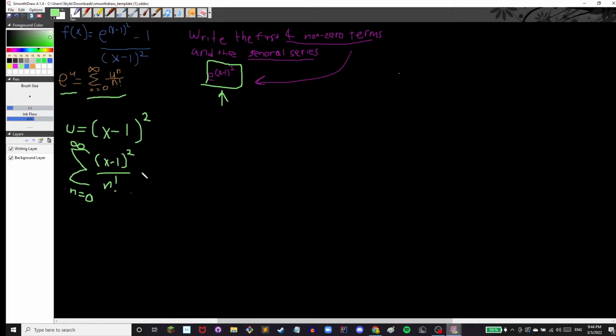So let's do that. The first term is n equals 0. There's an n here, so we can put n as 0. 2 times 0 is 0. 0 factorial is just 1. And we can keep on going until we get four terms that are not 0. So let's just write that out.